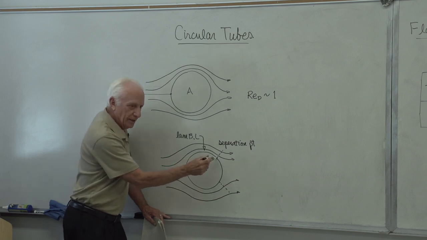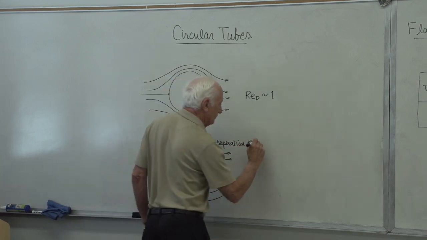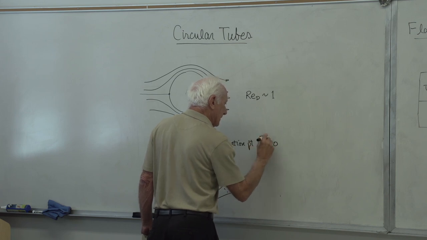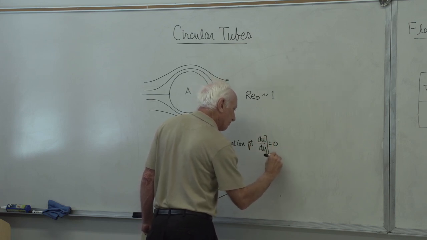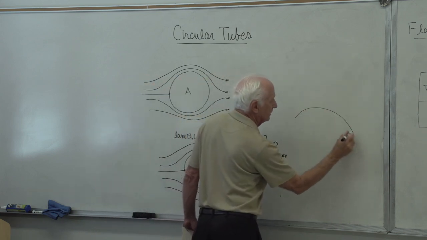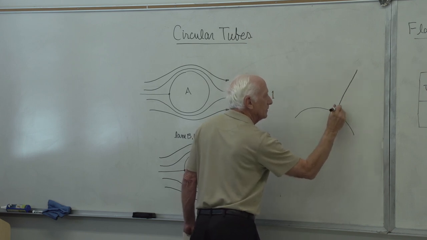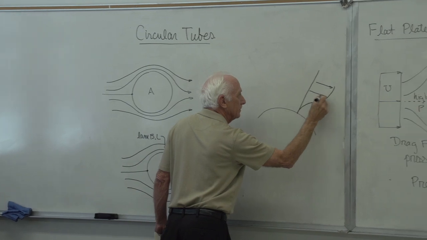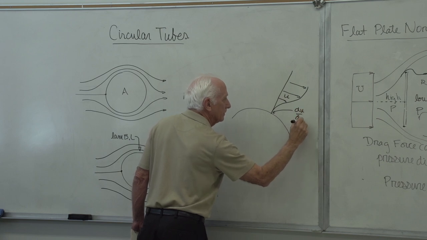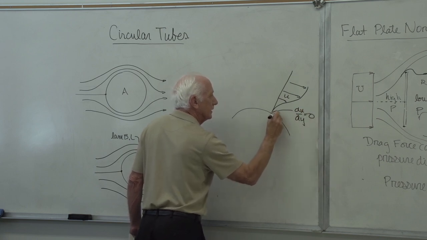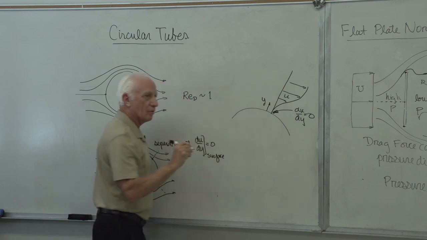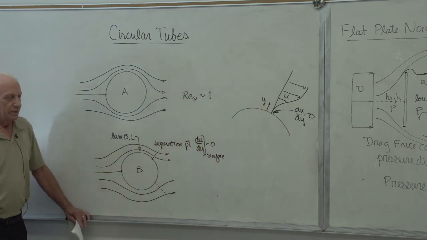It's the point where du dy at that black dot is 0, at the surface. If you want to blow it up, it looks something like this. This is U. Du dy is 0 right there. We're measuring y outward from the cylinder wall. That's called the separation point.